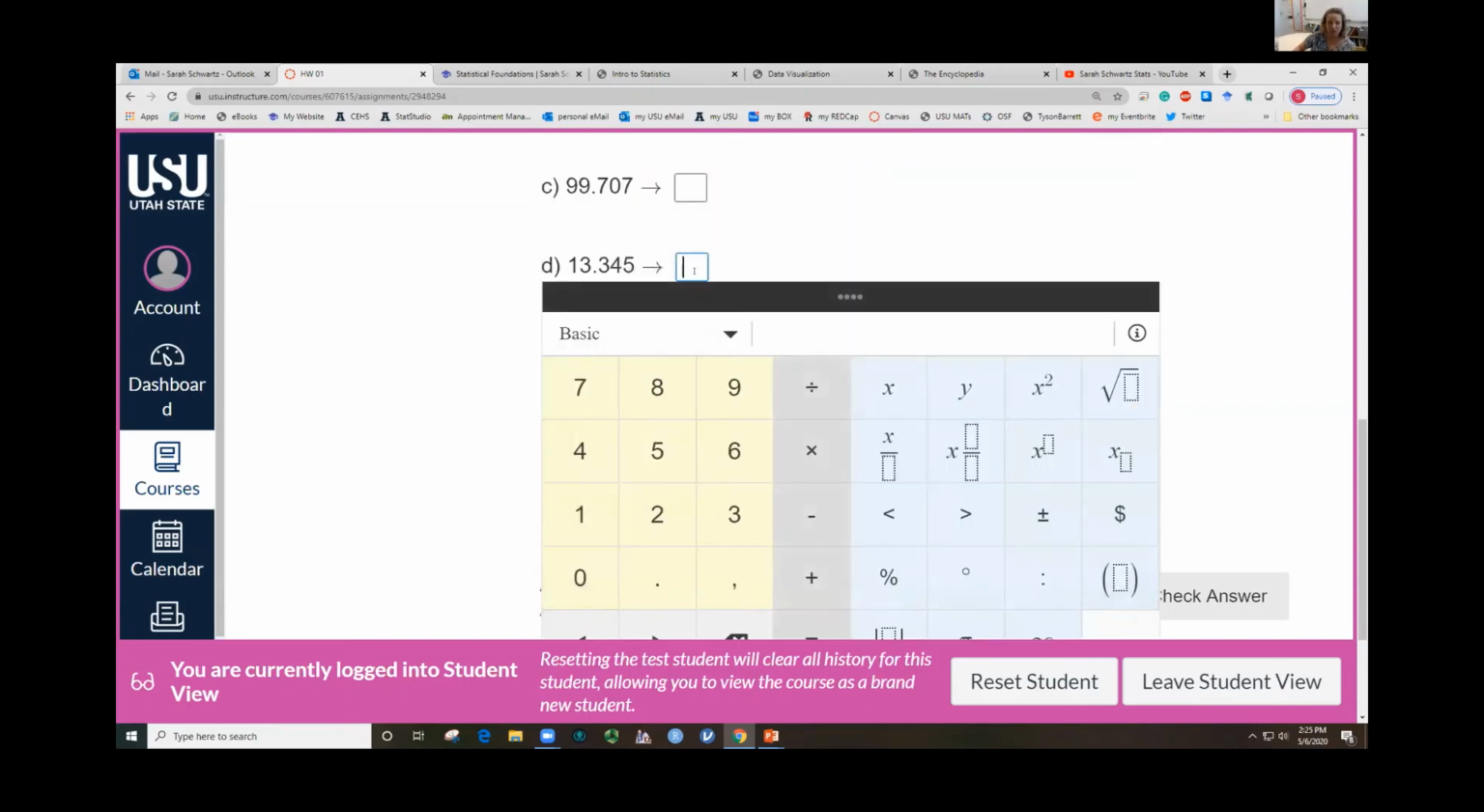Let's see. What about D? 13.3. Do we leave the 4 or round it up? Leave it.